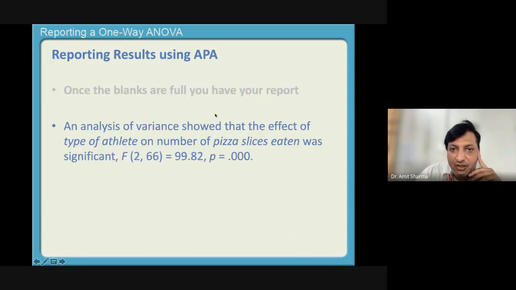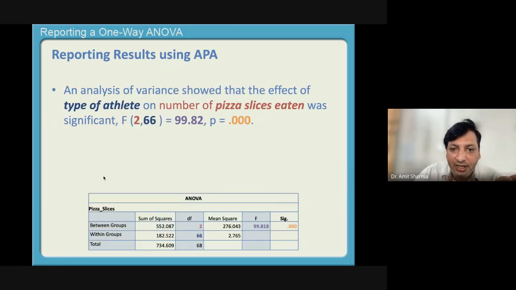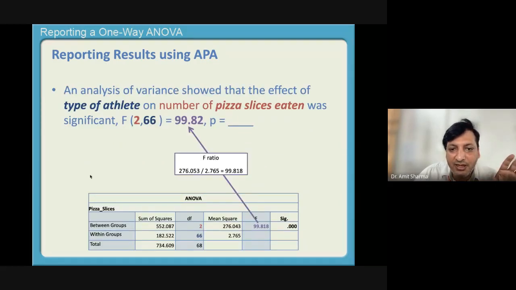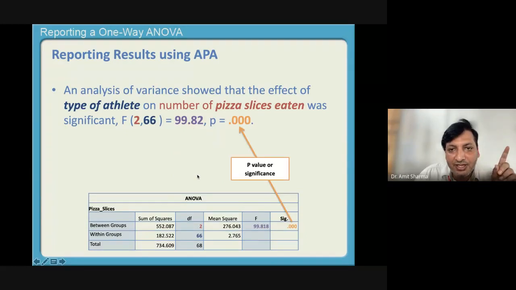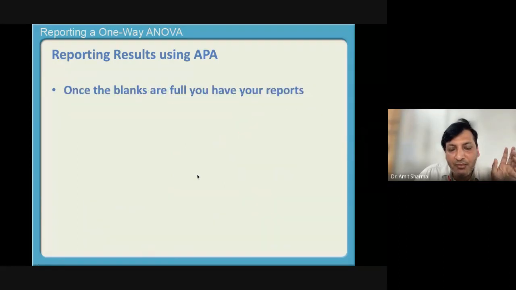So once all the blanks have been filled, you will have a final answer. This is the final answer from the analysis that you are going to quote in the research paper. Whenever you are writing a thesis, you can add all the tables of descriptive statistics and this ANOVA table to your thesis.